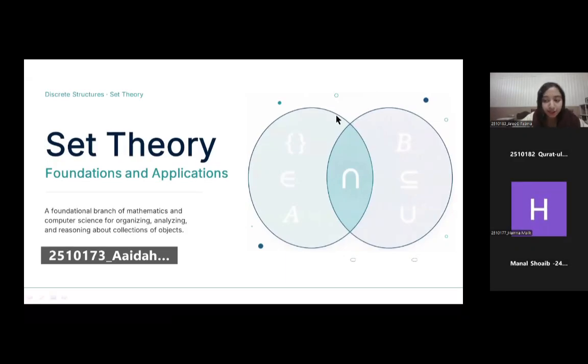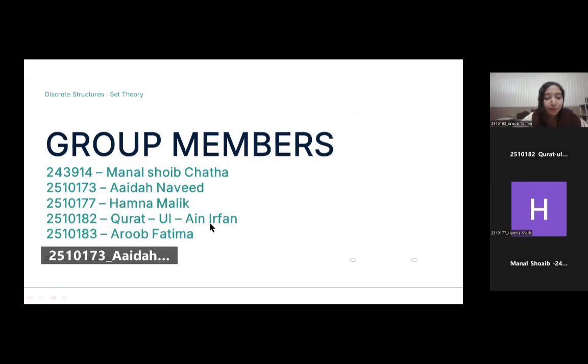We are Team 6, and today we are presenting our theory. So, our topic is set theory. Our group members are Manal Sueb, Aidan Naveed, Hamna Malik, Kurat, and Arup. My name is Arup Fatma, and I will explain the introduction of set theory.